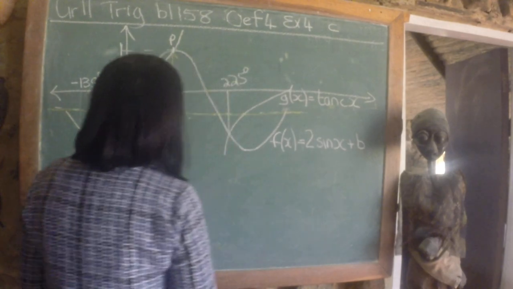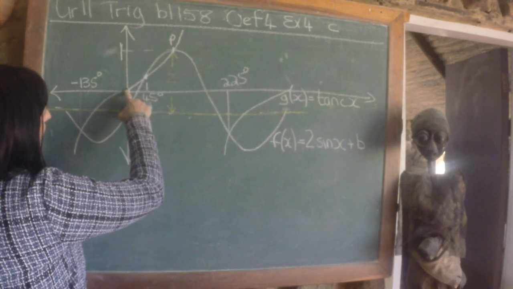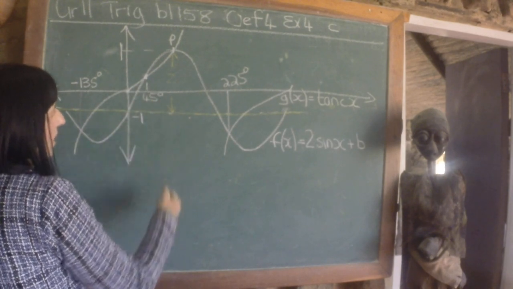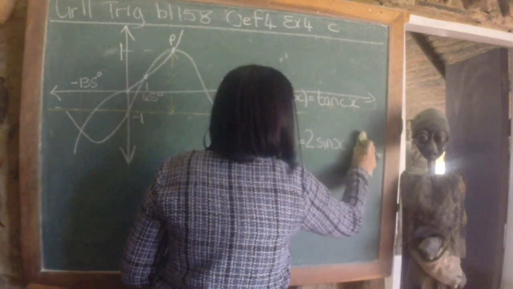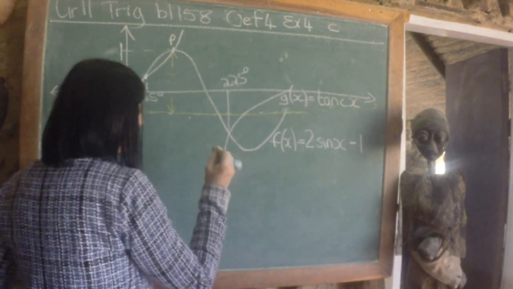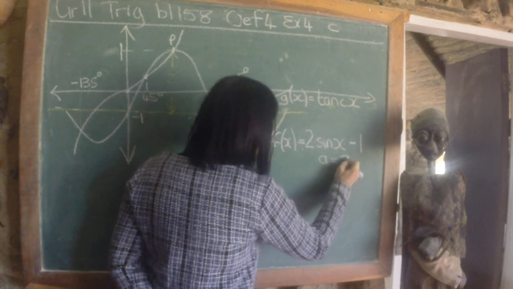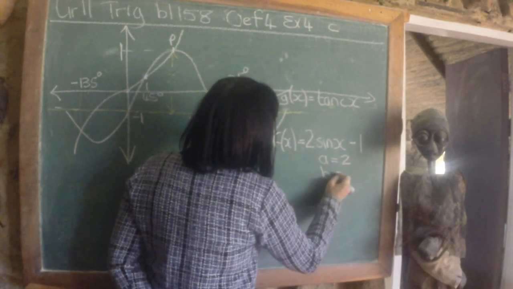En dan het hierdie funksie een eenheid afgeskuif. It usually starts there at 0, but it shifted 1 unit downwards. So my B value is going to be -1. So if they ask us what's the A value and the B value, dan moet jy gaan sê A is 2 en B is -1.